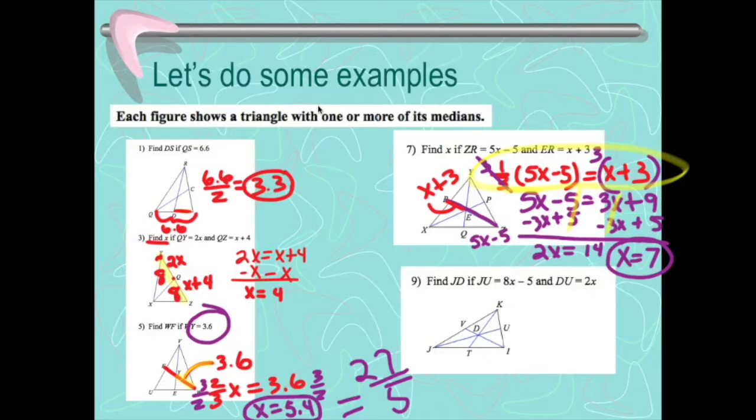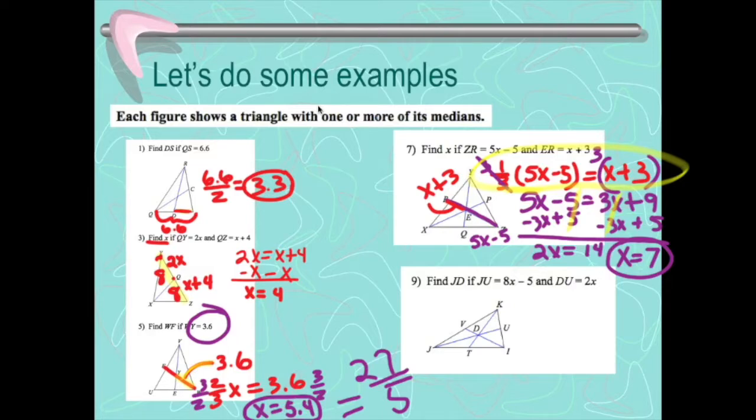Let's practice another one and see if it helps. Can you say that again? The hard part of this particular problem was getting this original equation: 1/3 of the whole equals that little piece. Solving it afterwards is not the difficult part. Let's try number 9 and see if that helps.